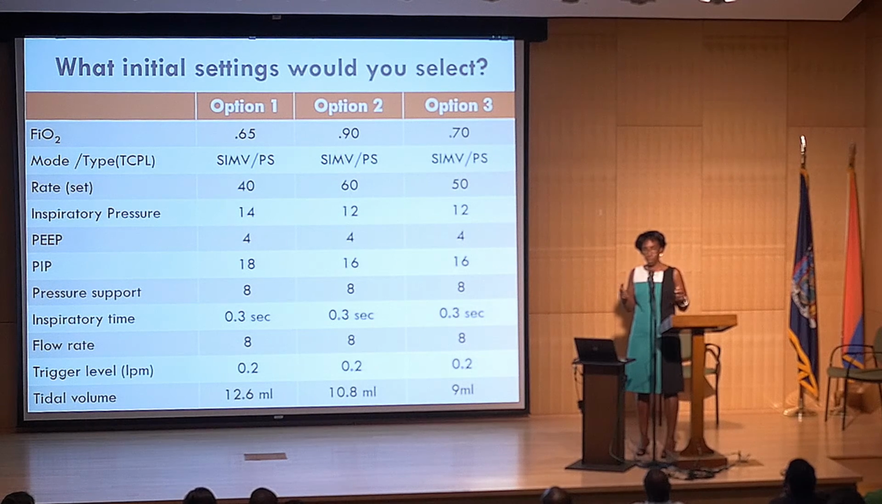The ventilator that I'm using, my hypothetical ventilator, my inspiratory pressure is above my PEEP. So that's why I have here inspiratory pressure 14, my PEEP is 4. So the total PIP that this baby is receiving on option 1 is 18. For option 3, it's 16. Right? Most of the literature talks about keeping the PIP in between 15 to 20, so that's the total PIP. So both of them are in that range, but option 3 is a little bit of a lower PIP.